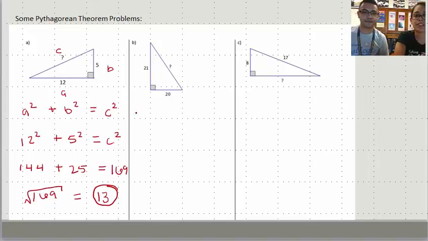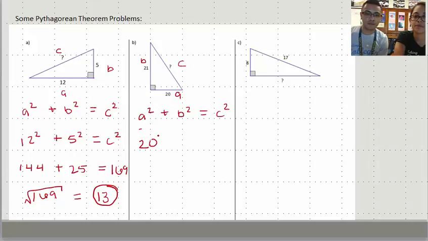All right, so let's start another one. So again, let's label the triangle A, B, and our hypotenuse would be C. So A squared, should we write it down? So we memorize it. A squared plus B squared equals C squared. All right, so we're going to do 20 squared plus 21 squared equals C squared.